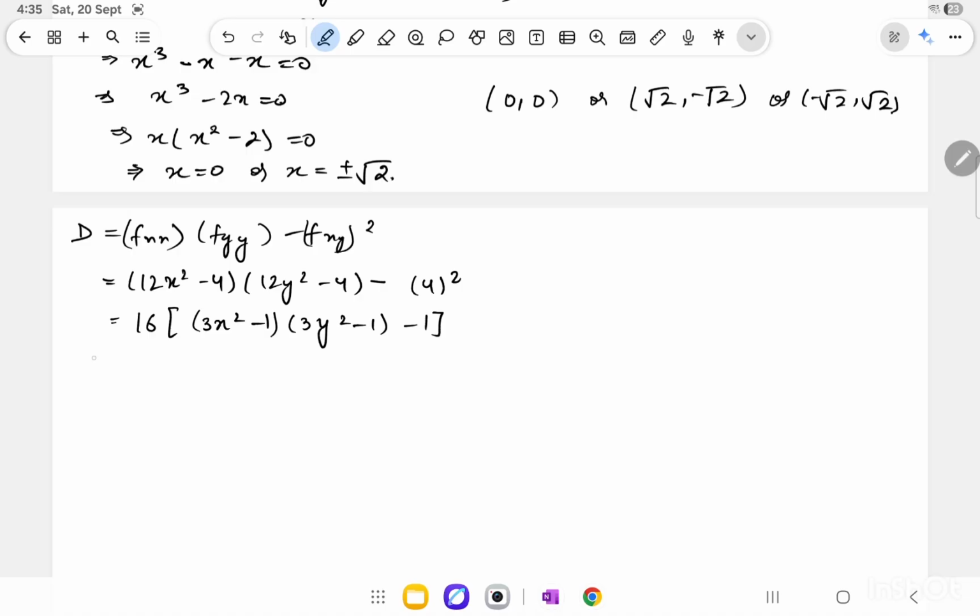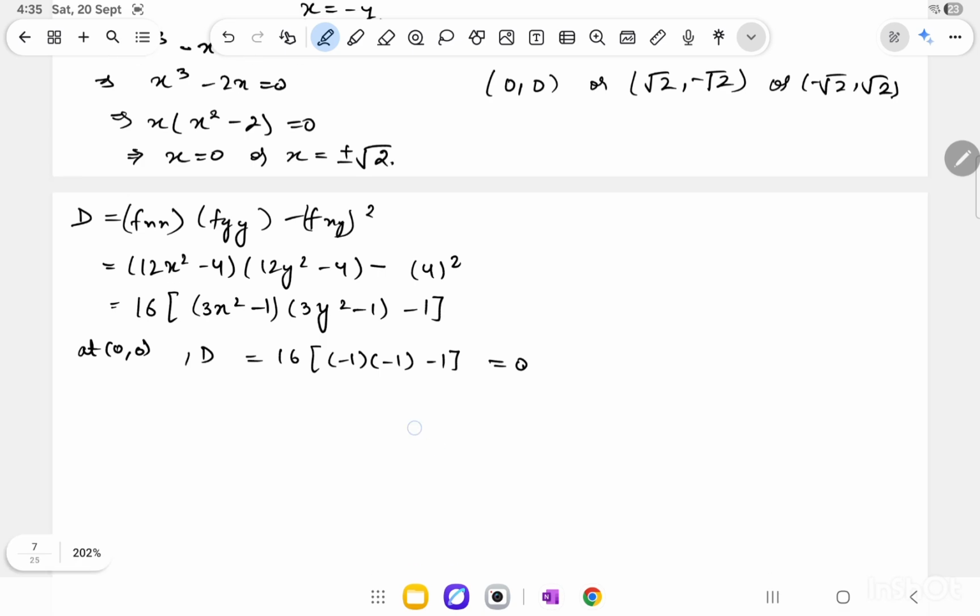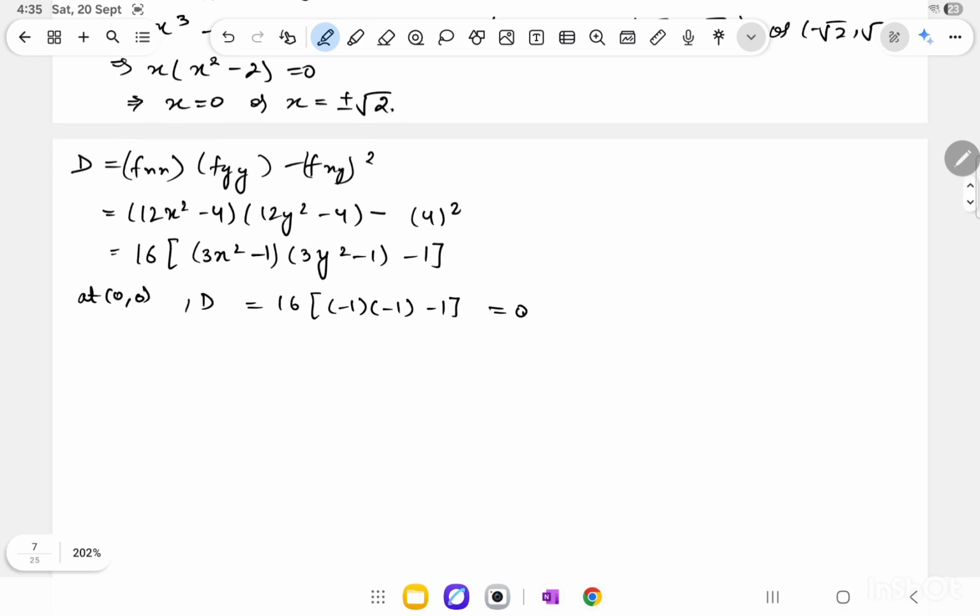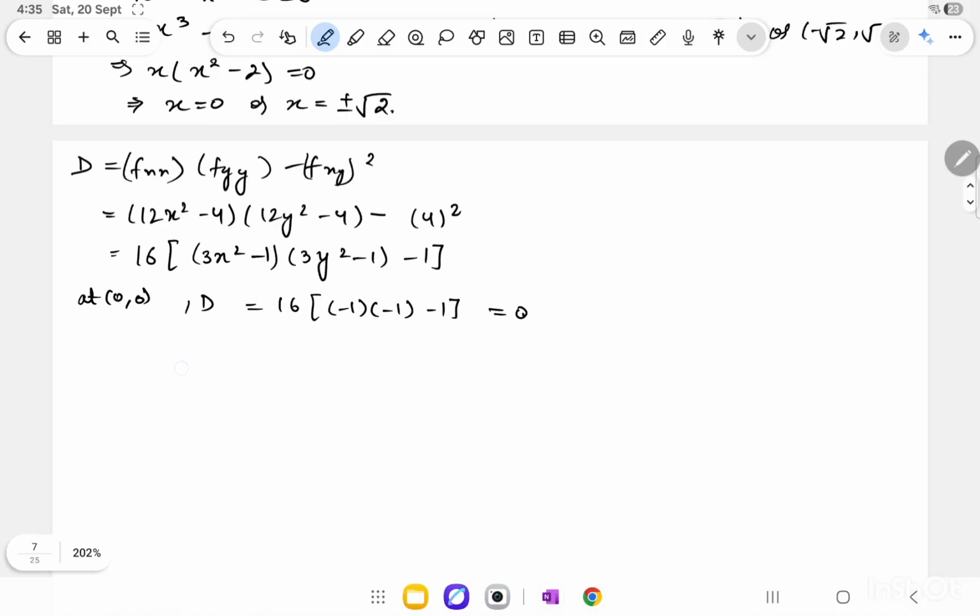So at (0, 0), the sign of D will be 16 into minus 1 into minus 1 minus 1, that is 0. So we cannot comment using this method at (0, 0) whether it is an extrema point or a saddle point. So we need to investigate it further. So let's check at the point (root 2, negative root 2).